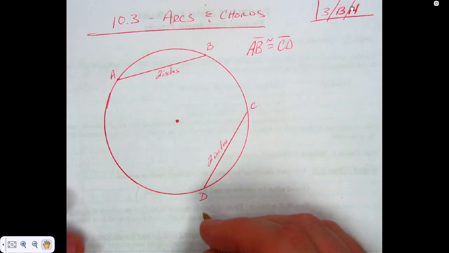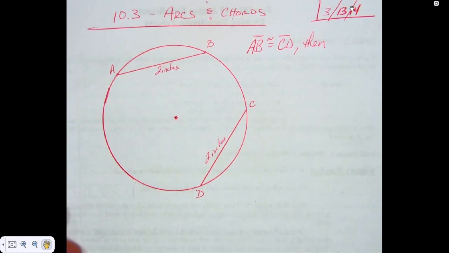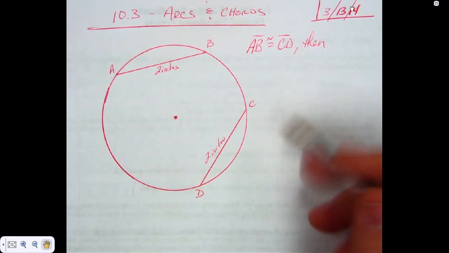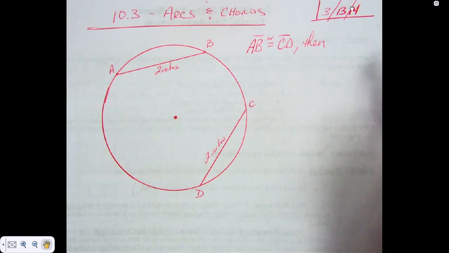Is there anything else you can say? Just looking at the picture, is there anything else you can guess? They're the same distance apart from the circle. Yeah, it looks like we've cut the same piece off, right? And that's right. That leads you to where I'm wanting this to lead you. I meant to say that better than that.